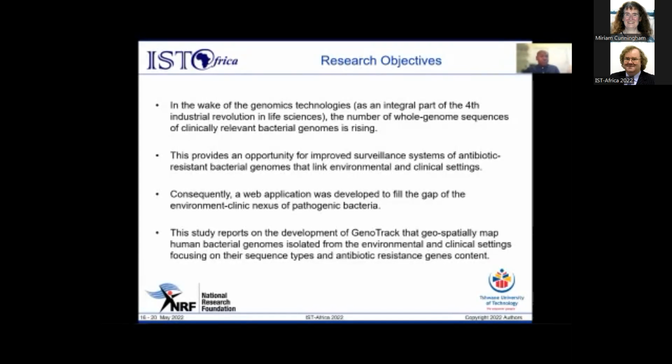Consequently, a web tool was developed to fill the gap of this environmental nexus. This study, therefore, reports on the development of GenoTrack that spatially maps human bacterial genomes isolated from different environmental and clinical settings, focusing on the sequence type and antibiotic-resistant gene content, right?